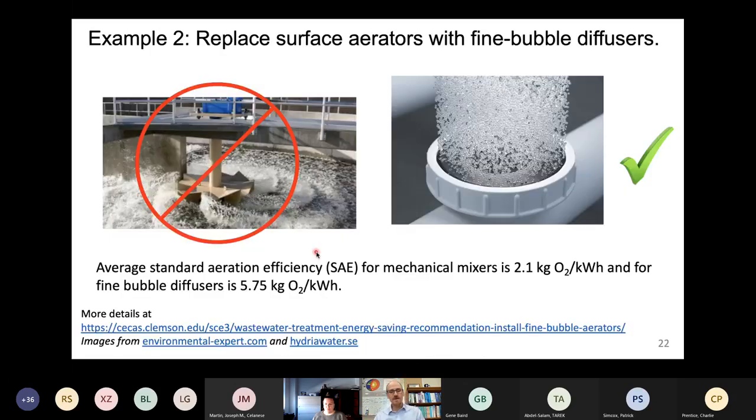The same is true in the aeration space. Technology has come a long way. There's still some motivation and impetus for using surface aerators because of the capital cost and the ease of maintenance and whatnot. But the capital cost and the ease of maintenance for fine bubble diffusers has come a long way. We've learned a lot. There are many more vendors in the market that has brought the price down. So it's definitely worth considering switching over from this mechanical mixer to a fine bubble diffuser, because over time, a lot of energy is going to be saved that way.